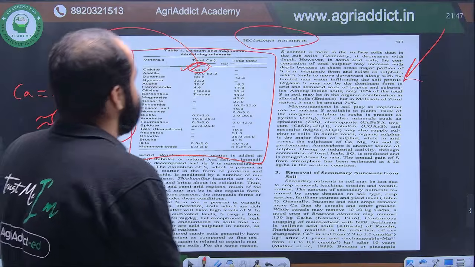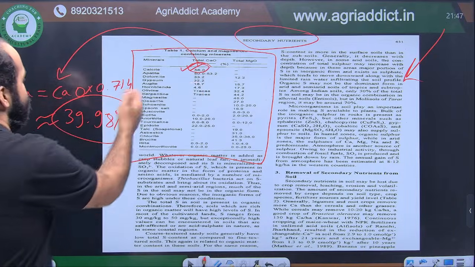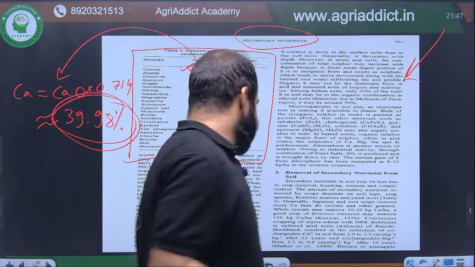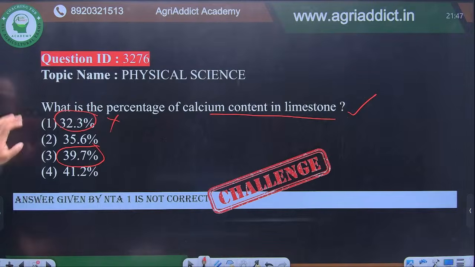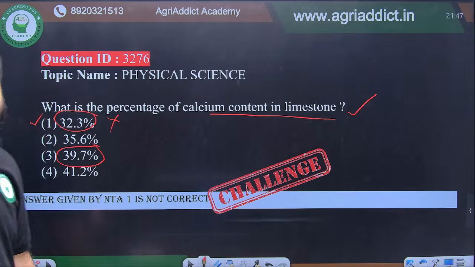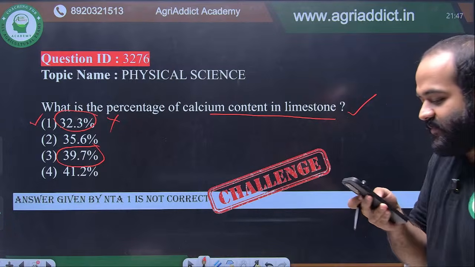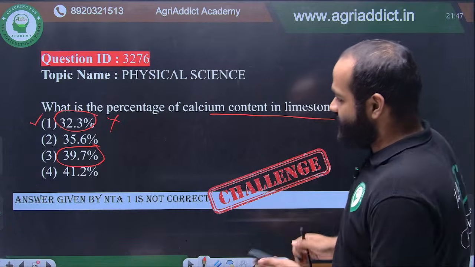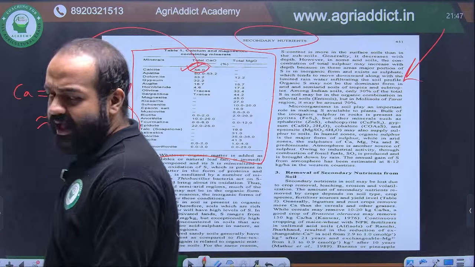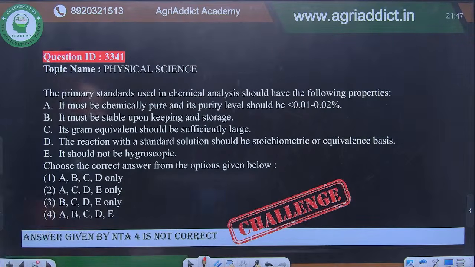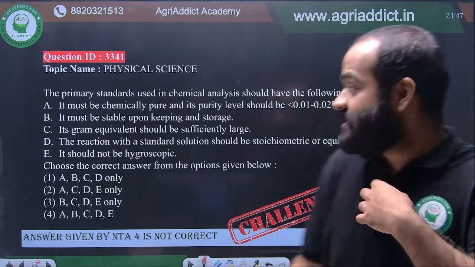So this value has been taken exactly from Fundamentals of Soil Science, the old ISSS. In that you can see this 56%, when it is converted to calcium, it will come around 40%, and it is not exactly 32.3. This is not correct, right? So you can challenge this with this source, and also you can put the conversion there. I will talk about that at the end, how to challenge, if you at all want to challenge.